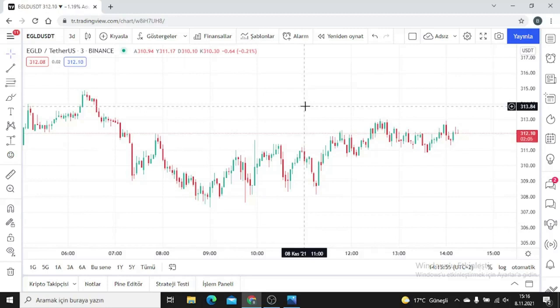We will use 3 indicators. You know the 3 indicators. We will use stochastic, we will use Macd, and we will use the EMA indicator. We will confirm these with each other, friends. We will try to create a buy and sell tactic with them.